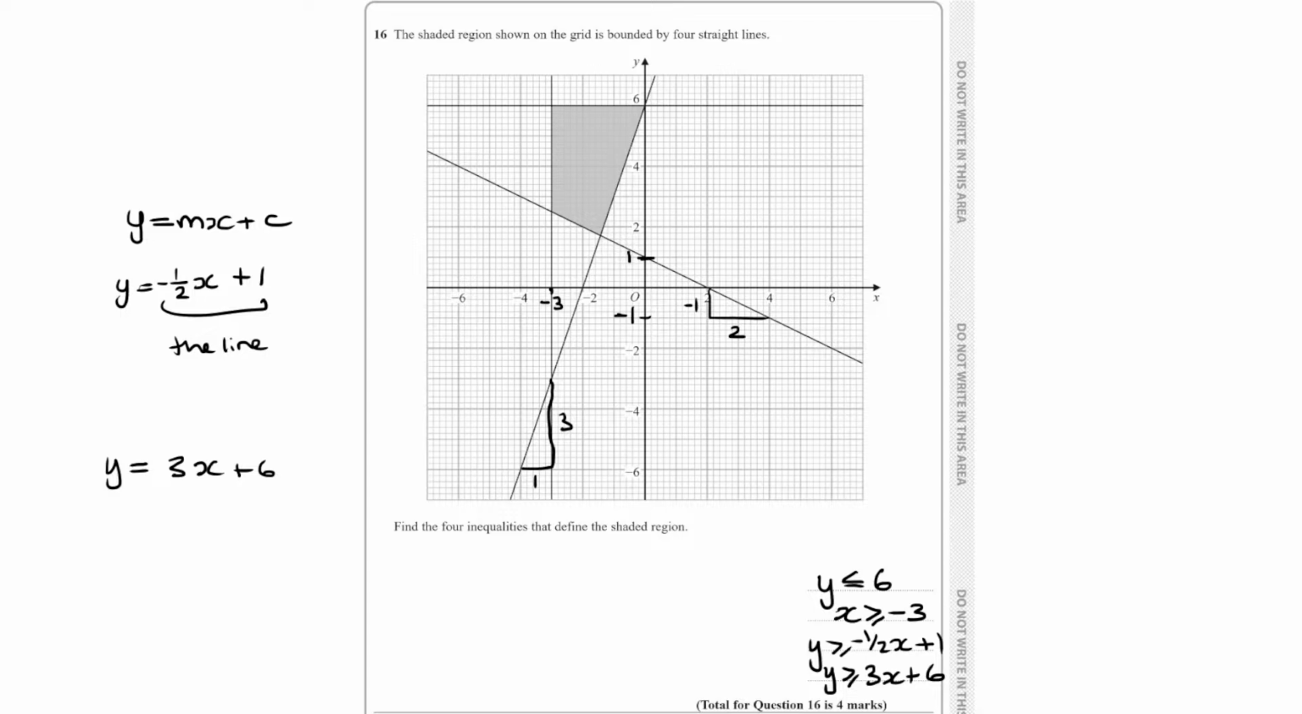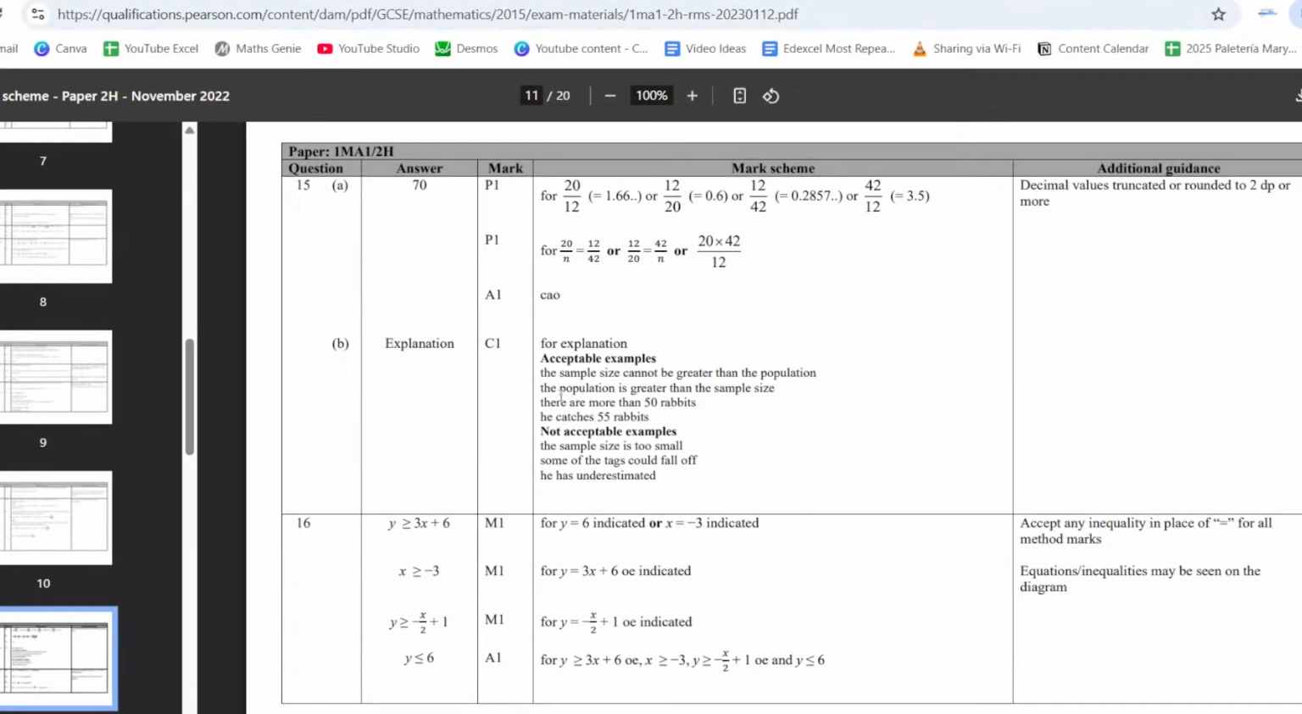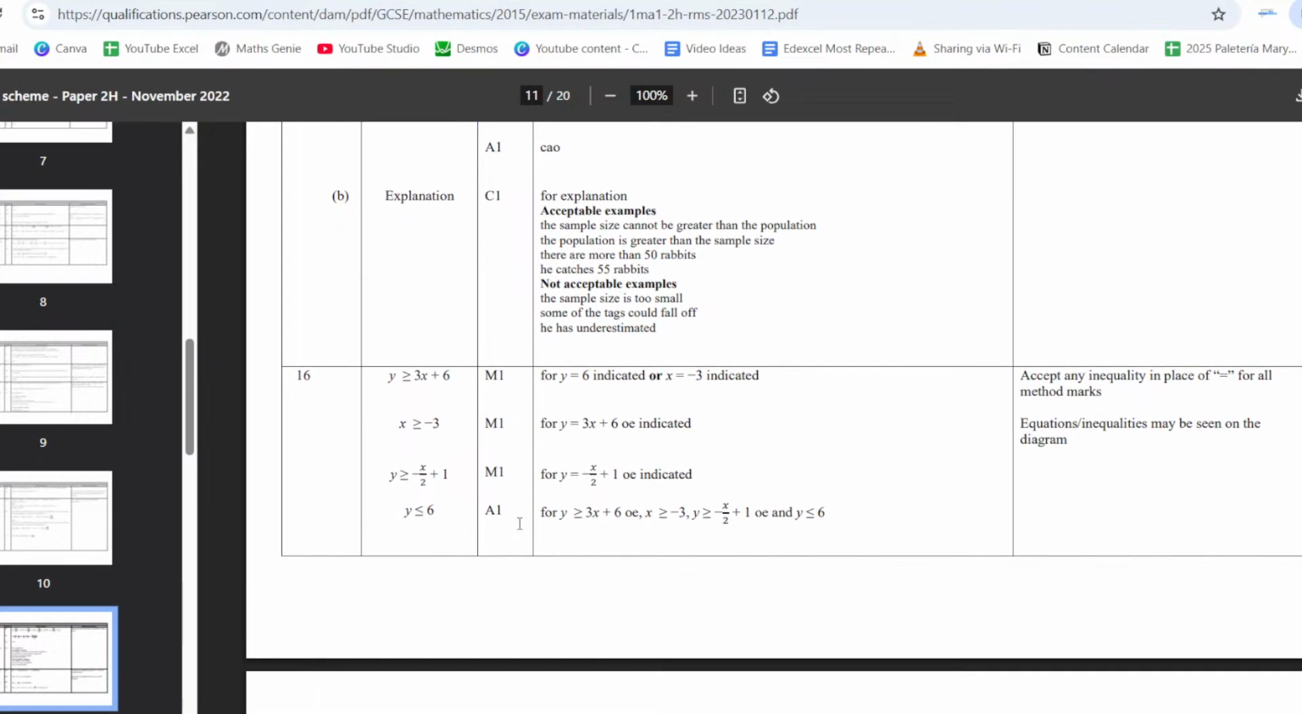Now, probably good to see the mark scheme just so you can see where the marks came from for that one. Obviously, those are the answers, right? That doesn't match up with this. That's just the list of answers. So you get mark 1 for just saying y is 6 or x is equal to -3 for the straight line ones. Well, they're all straight lines, but for the vertical and horizontal ones, even if you don't put the inequality, you get a mark for that. You then get a mark for writing the equation for the other two.